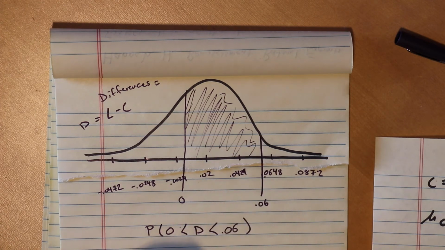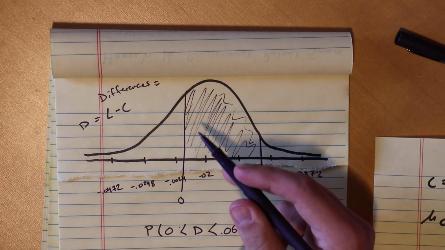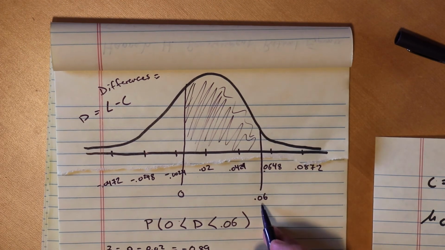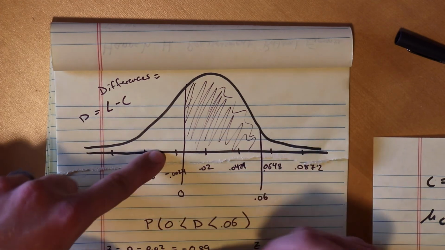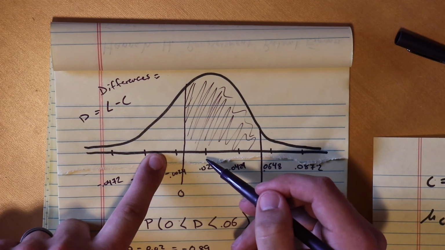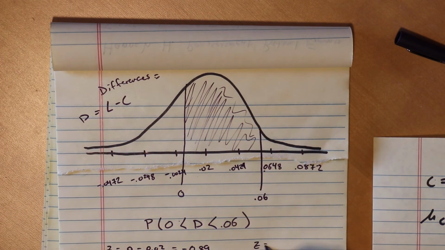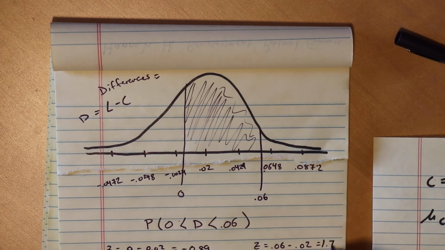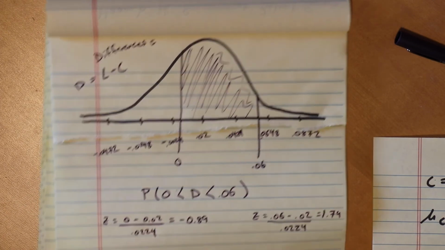So we'll find the z-scores for each of them. So 0's z-score is negative 0.89. The z-score for 0.06 is 1.79. Remember, z-scores measure a position. Negative 0.89 kind of makes sense because 0 is a little bit less than 0.02. So if we're finding the areas, there we go.